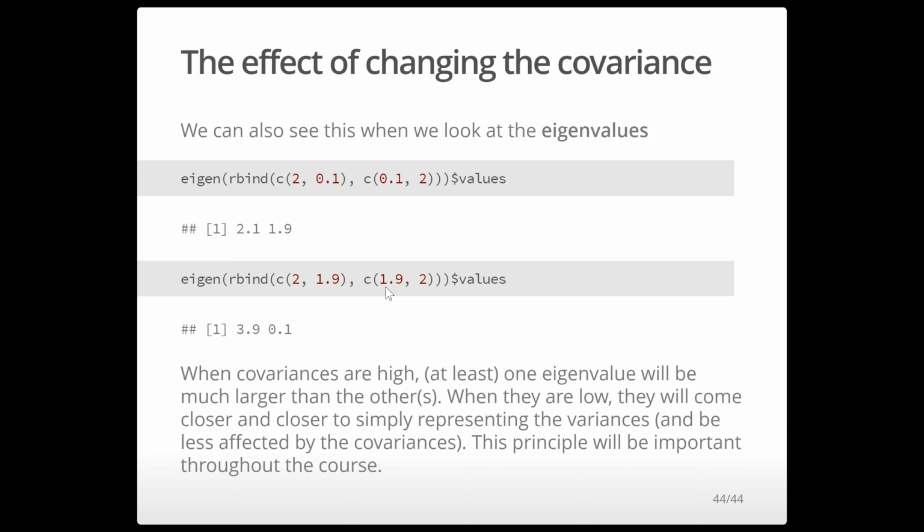And so this is going to be an important principle throughout the course, where we see how the size of the eigenvalues is determined by the covariance matrix, and covariance matrices with a lot of covariance will tend to have one or a few very large eigenvalues. Why this is important will become clear later in the semester.